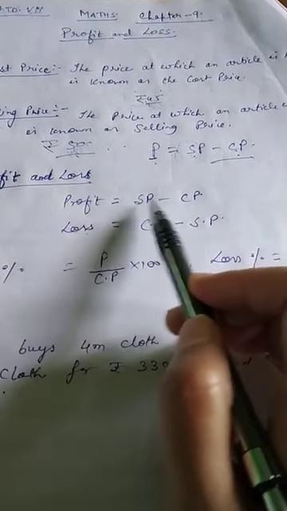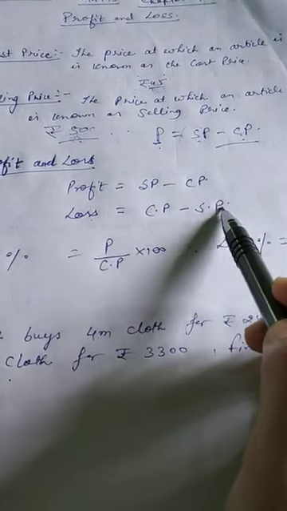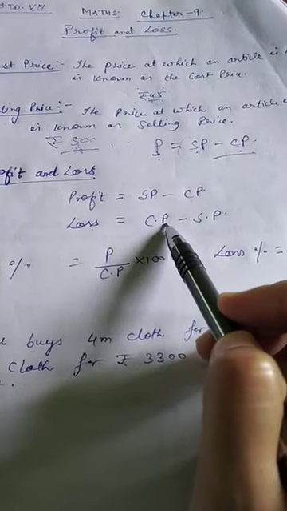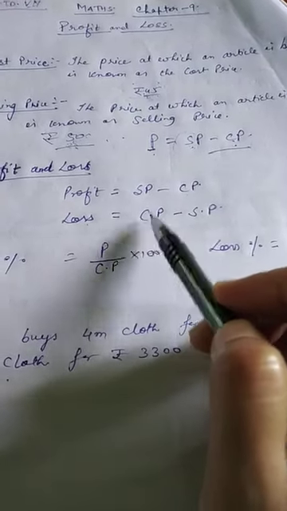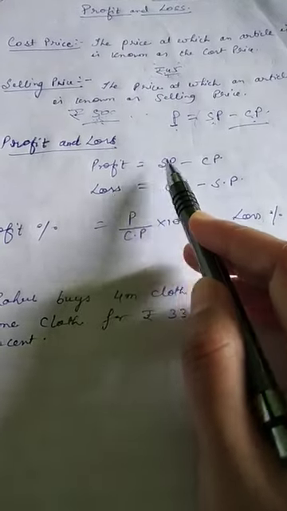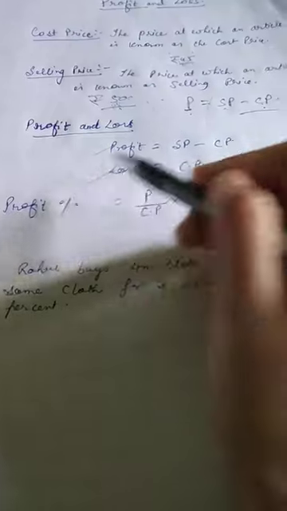So in the case of profit, SP minus CP. In the case of loss, CP minus SP. SP means selling price, CP means cost price. Note down these two formulas.